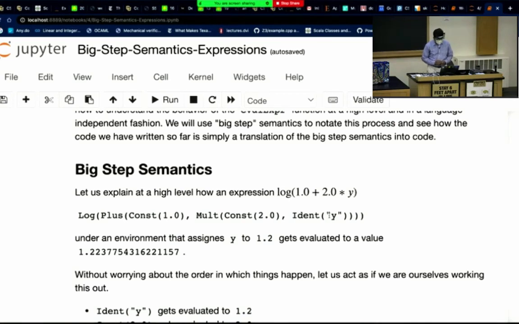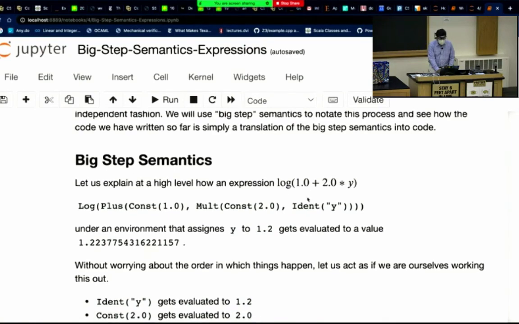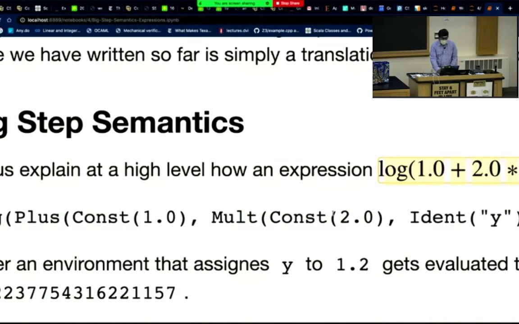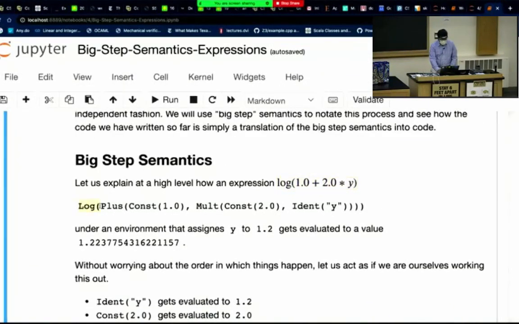Okay, and the question now is, how do we find the values of expressions that you write? How do you evaluate it? For example, suppose I want to evaluate log of 1 plus 2 times y. In my language, this looks like this: log of plus of const of 1, multiply const of 2, identifier y. And suppose I also said that y gets assigned to 1.2. So you need to tell me what y is, and on the side I tell you that y is 1.2. And that has a name that's called an environment.